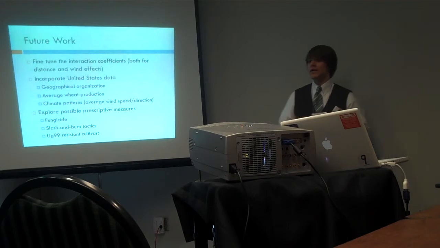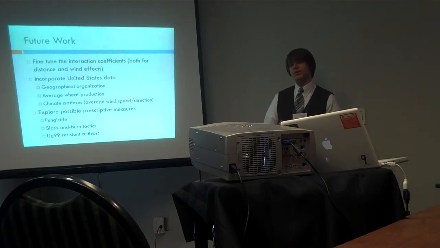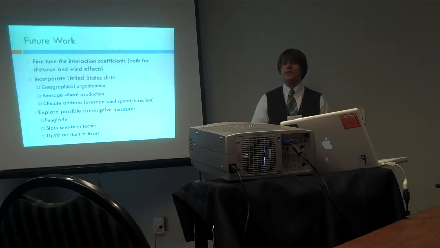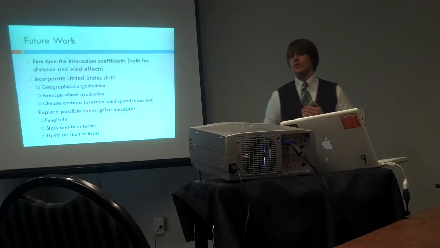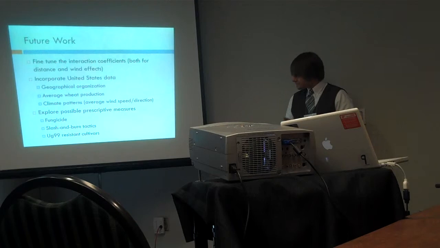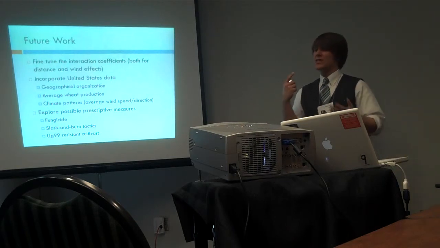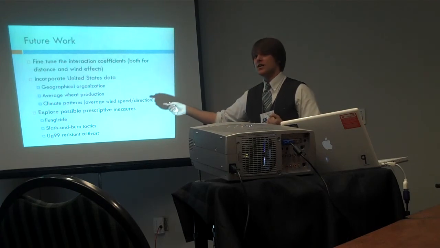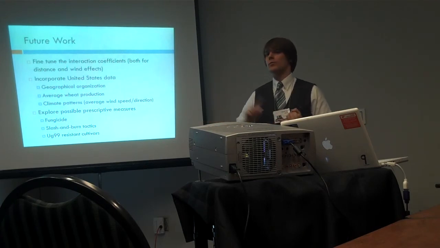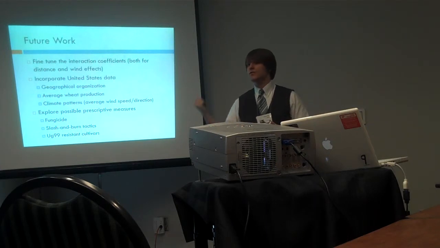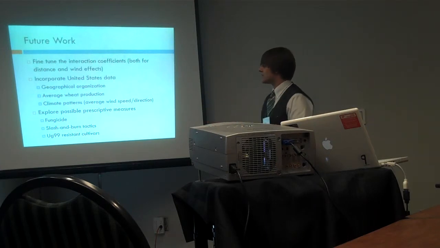And then also the average wheat production within those counties. Obviously, if you have more wheat here, then you're going to have greater numbers of infection than if you have less right here. In our previous model that I just talked about, we were assuming constant wheat production throughout the whole region. And then finally, we want to incorporate certain climate patterns. So what's the average wind speed? So how far can we blow things? How far can that wheat rust spore blow? And also, what directions is it going to go? Certain things always blow east, certain things always blow north, et cetera, right?